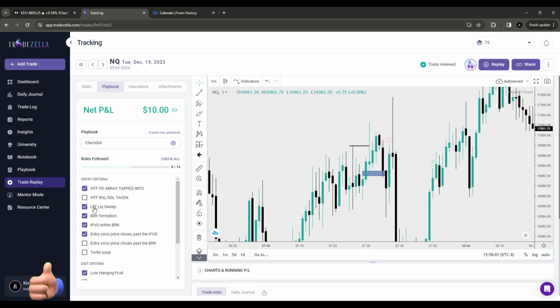You have a low time frame liquidity sweep, so check. Breaker formation, check. So we have a high, higher high, inverse fair value gap within the breaker. And this is super important. This is what makes it high probability. Now, what does that mean?